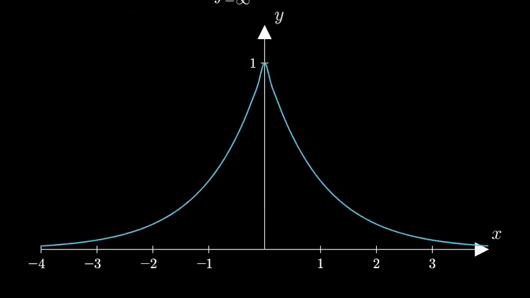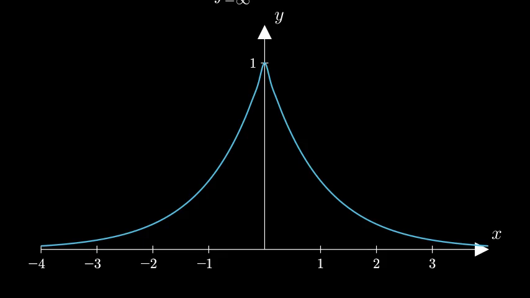Welcome. Today we'll evaluate the definite integral of e to the negative absolute value of x from negative infinity to positive infinity. Let's first visualize what this function looks like. The function e to the negative absolute value of x creates a peak at x equals 0 and decreases exponentially as we move away from 0 in either direction.